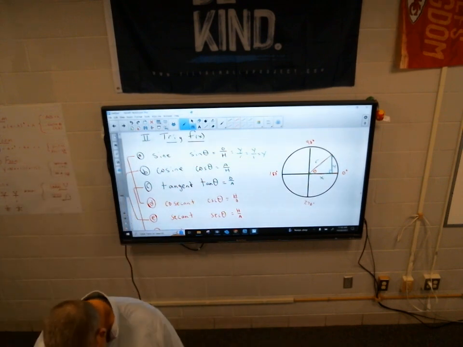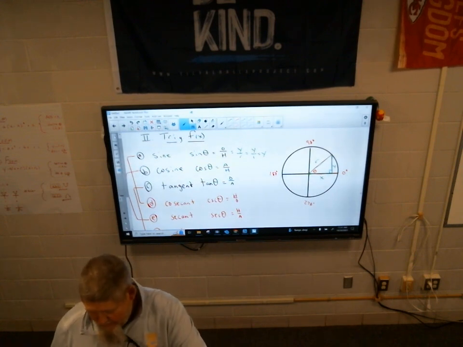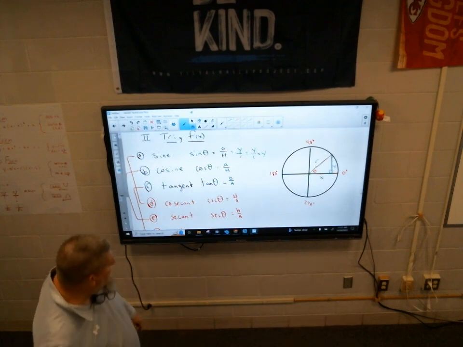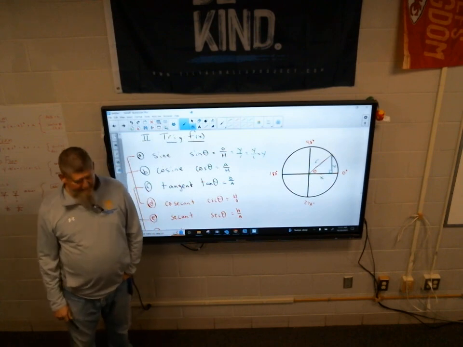Do you see on your unit circles, out here there's an ordered pair. The y is going to be what? The sine of whatever that angle is.